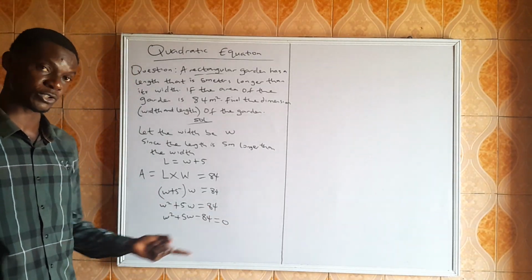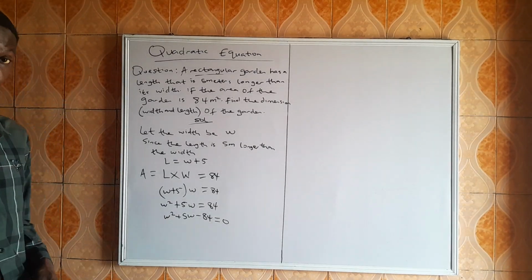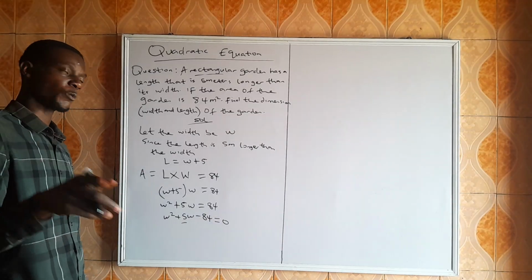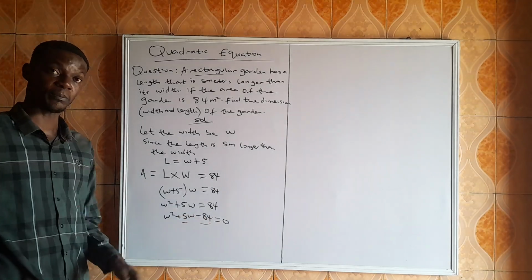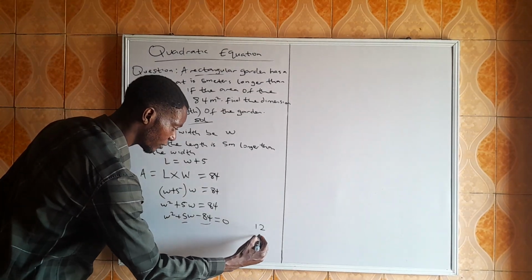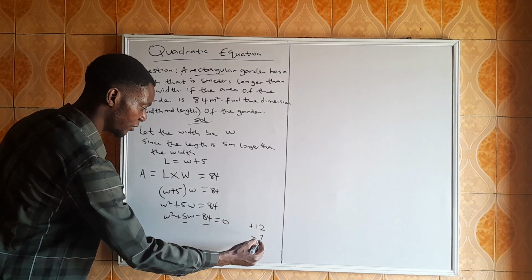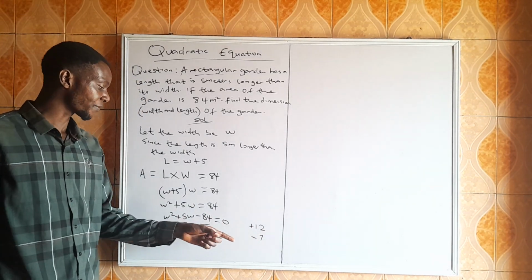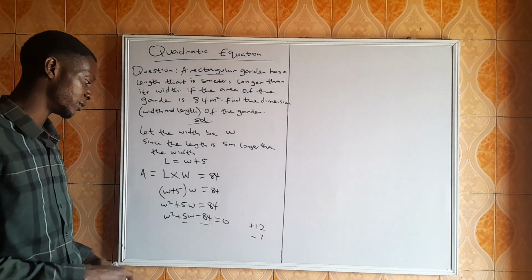Now let's factorize this expression. This is a quadratic equation. We're looking for two values which, when we sum them together, give us plus 5, and when we multiply the two values together, give us minus 84. The two possible values are 12 and 7. That is plus 12 and minus 7. Plus 12 minus 7 gives you plus 5, and plus 12 multiplied by minus 7 gives you minus 84.